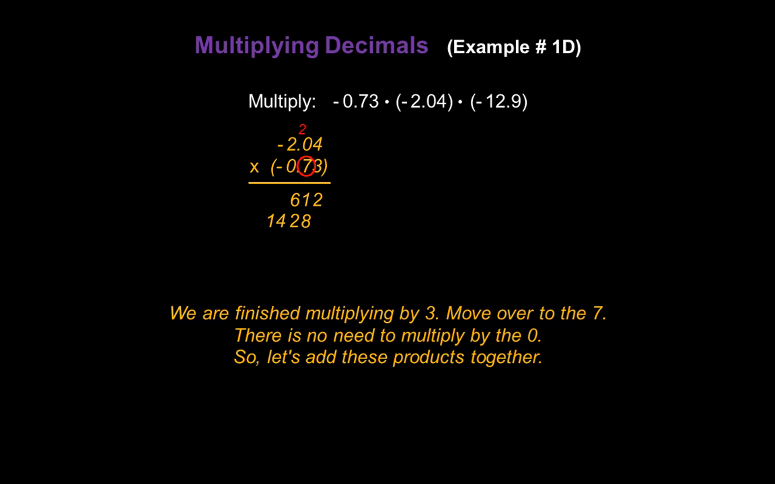So let's add these products together now. The 2 comes straight down. 1 plus 8 is 9. 6 plus 2 is 8. The 4 comes down, and the 1 comes down.